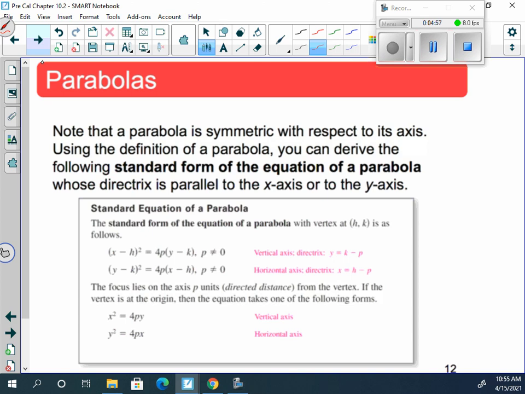And the focus lies on the axis, p units directed distance from the vertex. So the vertex for either one of these is going to be (h, k).